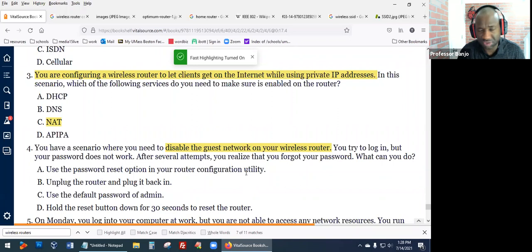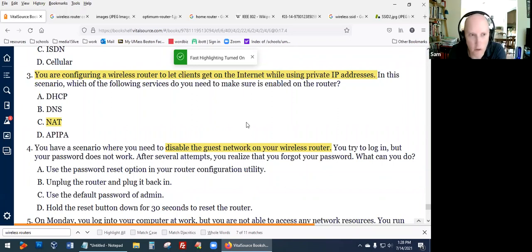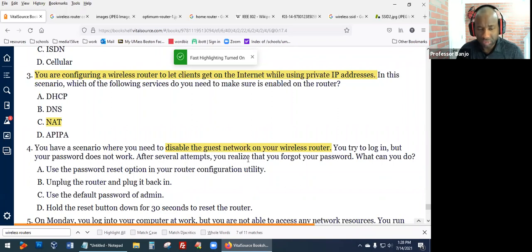Let's just look at the answer, because I don't want us to spend so much time going through all those many steps. Can you say what a guest network is? Okay, good question.